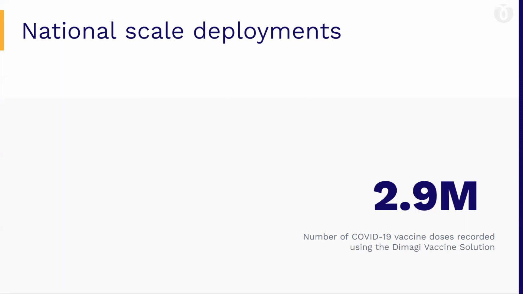We are now at the final section of the webinar, which is looking at the two case studies where the Dimagi Vaccine Solution has been deployed at the national scale. In 2021, Jamaica and Somalia deployed the Dimagi Vaccine Solution at national scale to manage their COVID-19 vaccination programs. Due to the tireless effort of these countries, supporting organizations like UNICEF and the World Health Organization, and dedicated frontline workers, over 2.9 million COVID-19 vaccination doses have been recorded using the Dimagi vaccine solution.